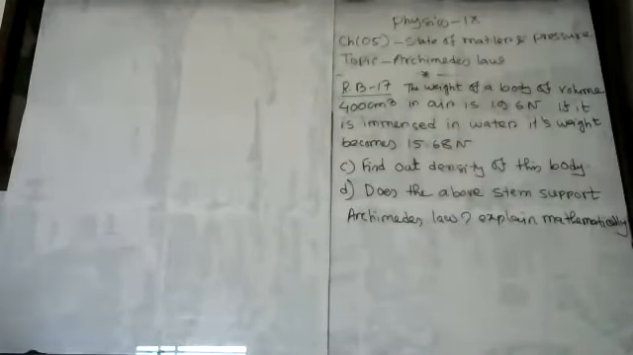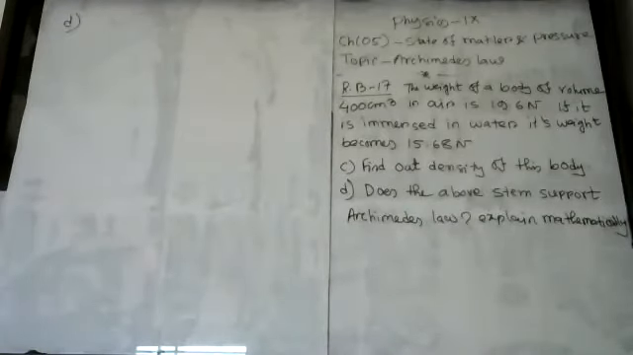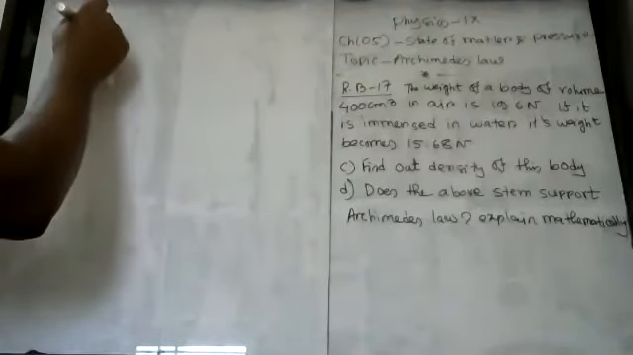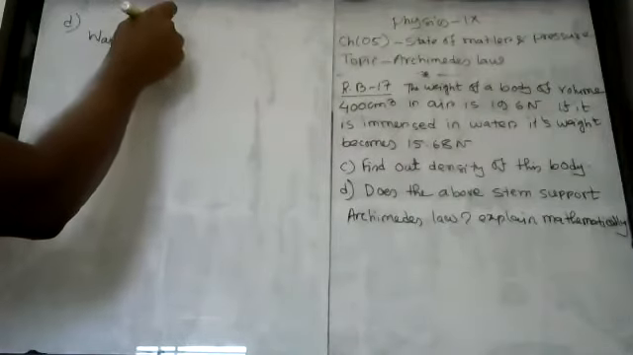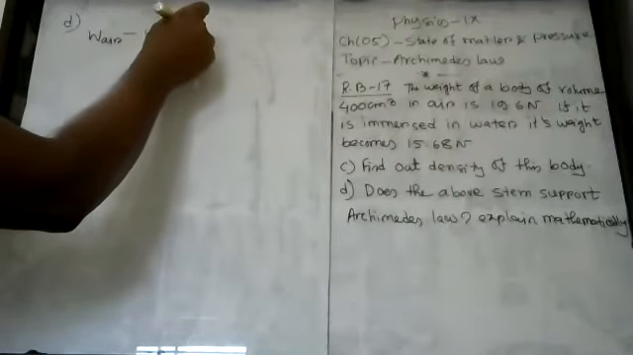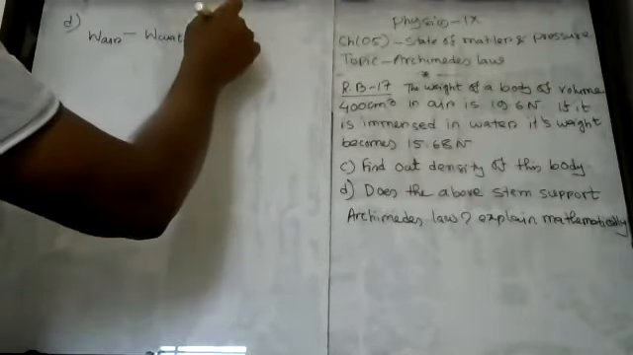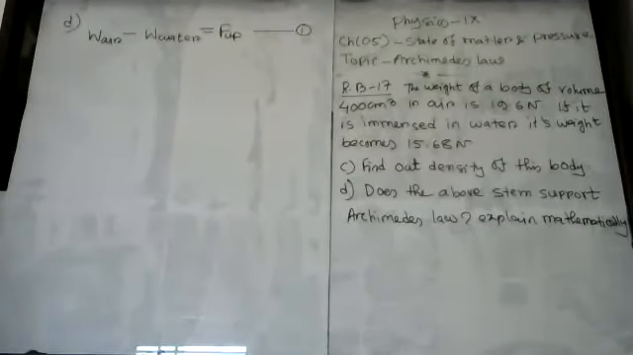Okay, my dear student. Now, question number B. According to Archimedes' law, we can say that weight in air minus weight in water will equal to what? Will equal to upward thrust or buoyancy. Suppose this is equation number 1.